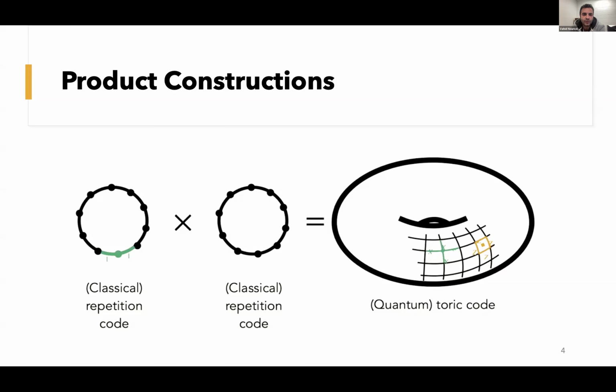If we consider two classical codes and then calculate the product between them, we can see that we have a quantum code, or in this case the torus code, the torus curve. And the Z checks and Z operators are defined by the edges and vertices in the torus.